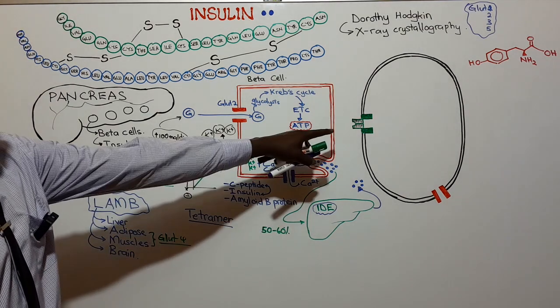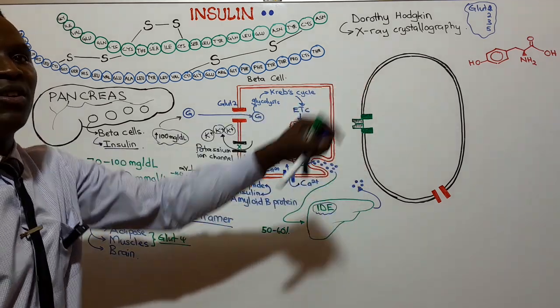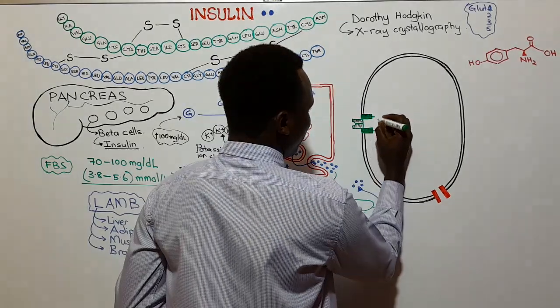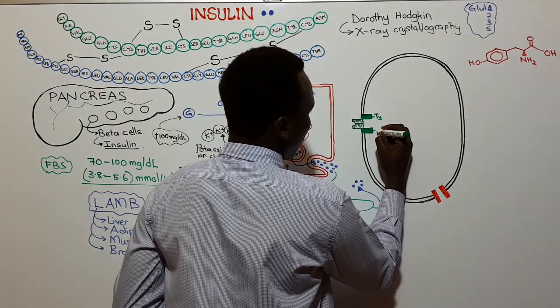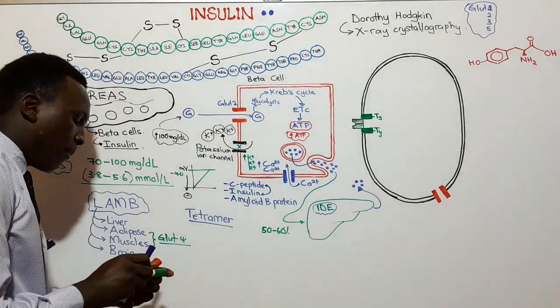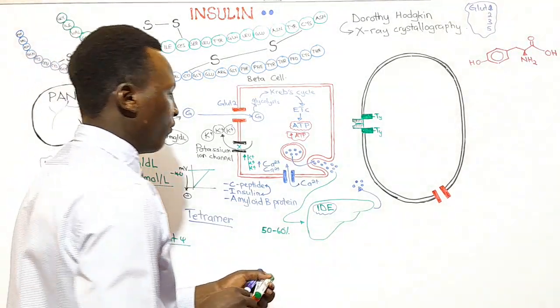So you find that this insulin receptor has residues of tyrosine, that we can put on this other side: TY, TY. Very, very important. So what happens? Now we are starting the mechanism of action of insulin.